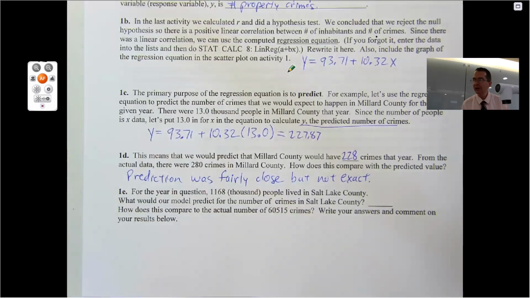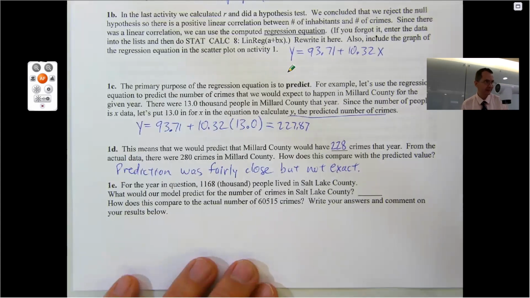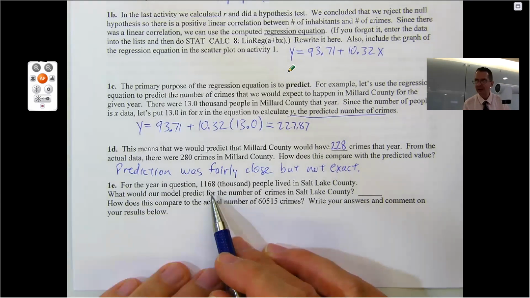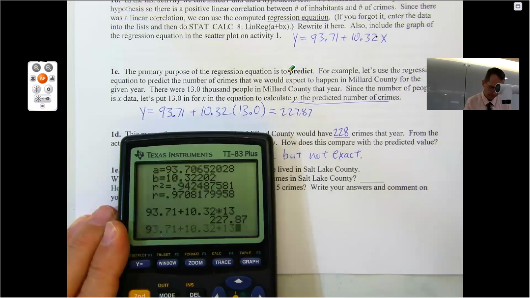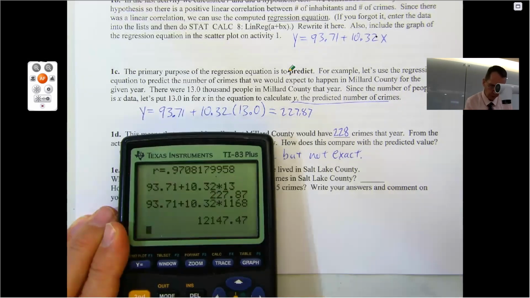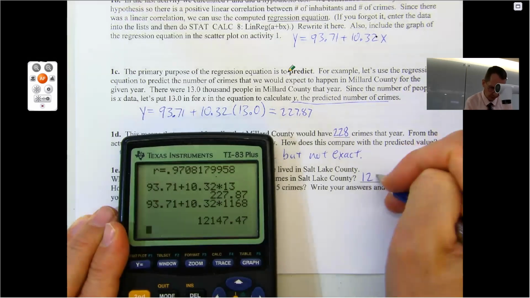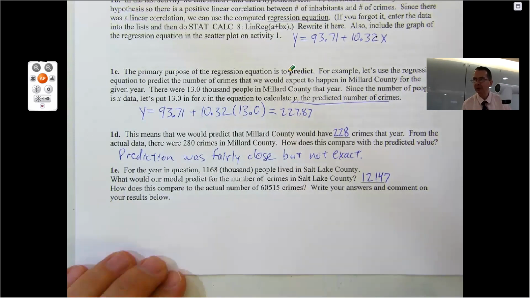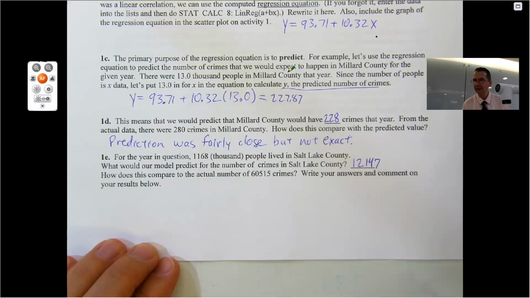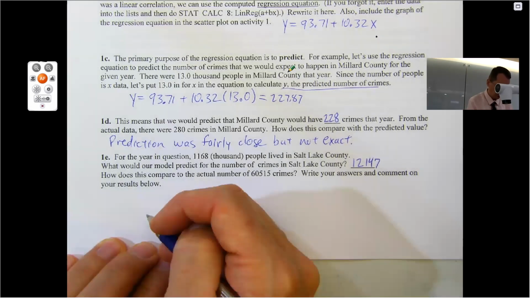All right. Well, let's try another county in Utah. Anybody from Salt Lake County? Okay. Well, Salt Lake County had over 1 million people, so that would be 1,168 thousands of people. So let's put that into our regression equation and see what happens. So we would predict that Salt Lake County would have 12,147 property crimes, if we round to the nearest crime. How does that prediction compare with the actual number of 60,515? It's way less, isn't it? So the prediction is way low.